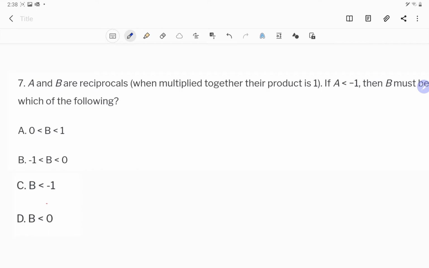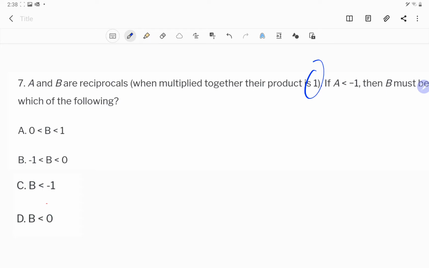For number 7, A and B are reciprocals. When multiplied together, their product is 1. Remember, guys, that when you multiply reciprocals, for example, 1/3 times 3 is always equal to 1. And let's say 2/4 times 4/2 is always equal to 1. And then 3/5 times 5/3 is always equal to 1. In this case, A and B are reciprocals. When multiplied together, their product is positive 1.